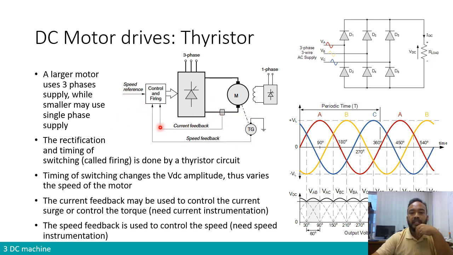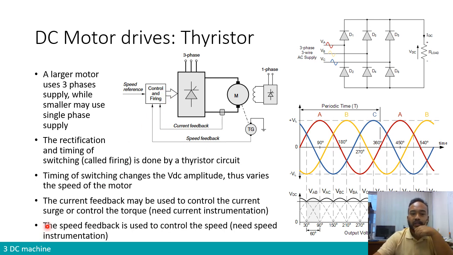So from the information of the current and the speed, we will tell the thyristor, basically using the microcontroller, whether we have achieved the reference speed or not. If it's not achieved, then it will continue to fire, and it can fire earlier or later, so that the voltage will be lower or higher depending on the speed reference. And then current feedback is basically to control the current and the torque.